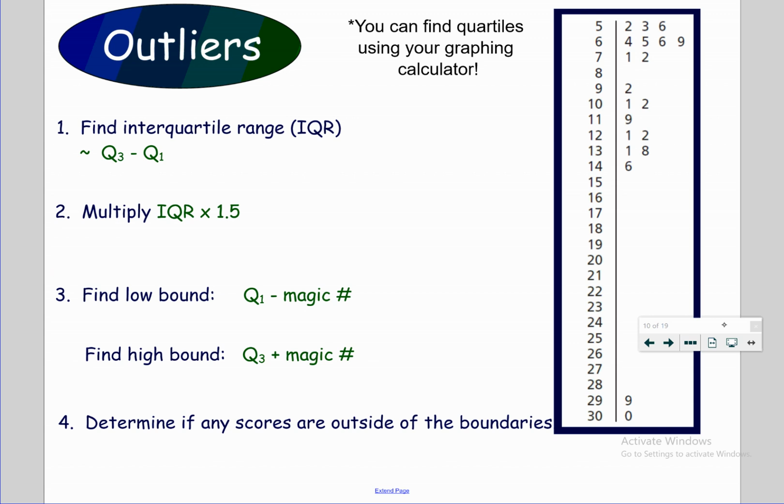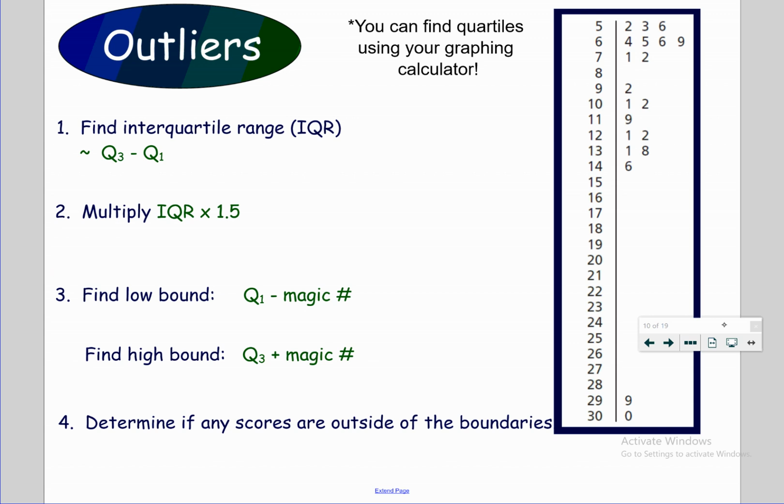So you're going to find your Q3 and your Q1. You can even find the 5-number summary a lot of times to start. Then you're going to take your interquartile range and multiply it by 1.5. Sometimes teachers will call that the magic number. To find the lower bound and an upper bound that are going to be the boundaries for our outliers, meaning if there's a number above that boundary or below that boundary, it's an outlier.